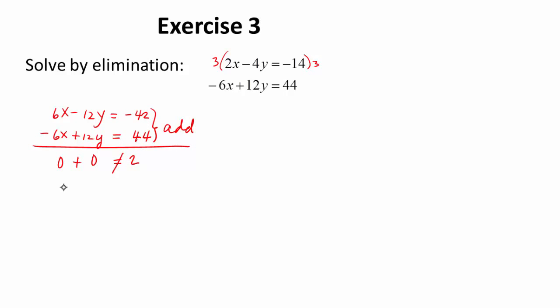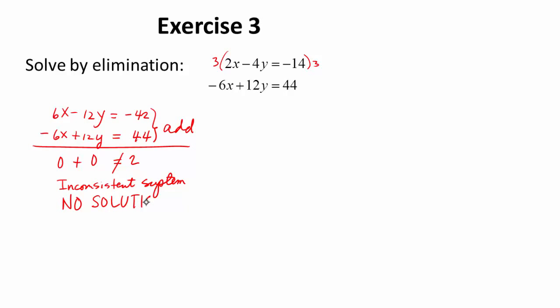What does that mean? That means you have an inconsistent system, because what you've got is that this system of equations is two parallel lines, so you have no solution.